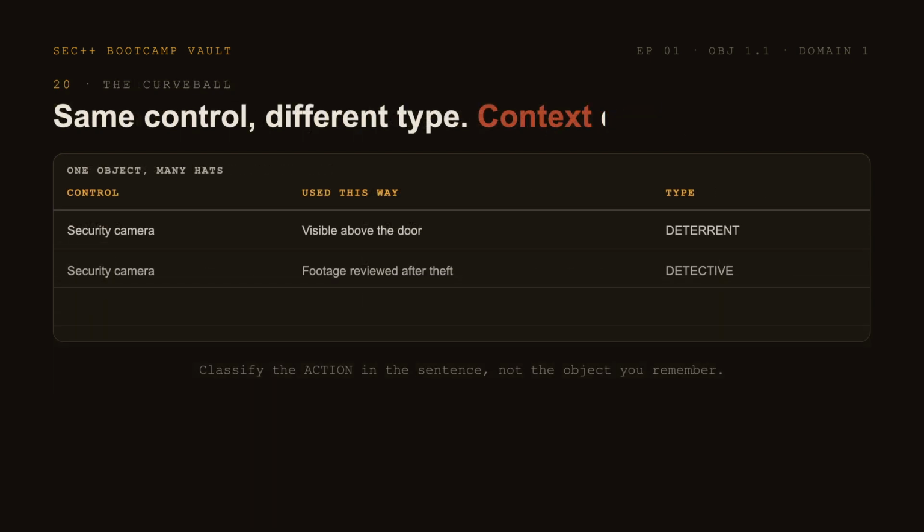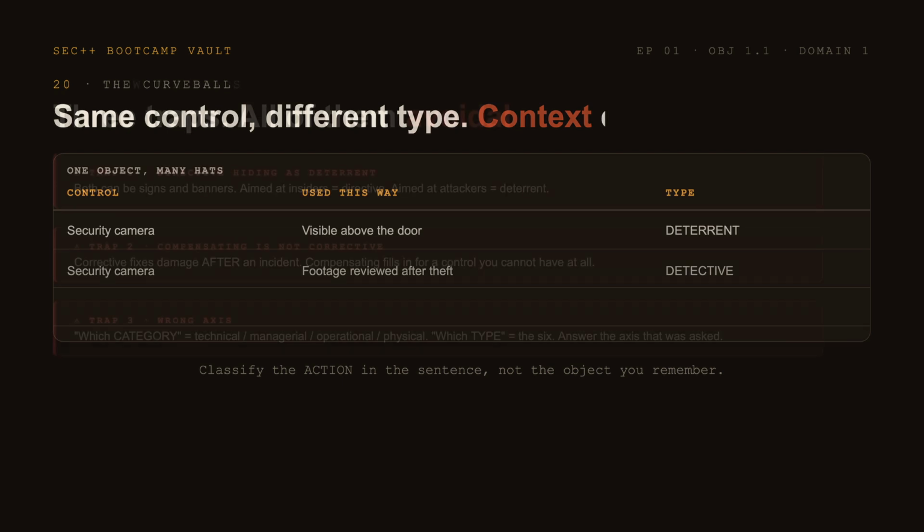One more wrinkle the exam likes to test. The same control can be a different type depending on how it is being used. Take a security camera. Mounted where everyone can see it, it scares people off. That is deterrent. Its footage reviewed after a theft, that is detective. A security guard. Checking badges, preventive. Walking around in plain view, deterrent. Writing up what happened after an incident, detective. Backups. Setting them up ahead of time is smart planning, but restoring from them after ransomware is corrective.